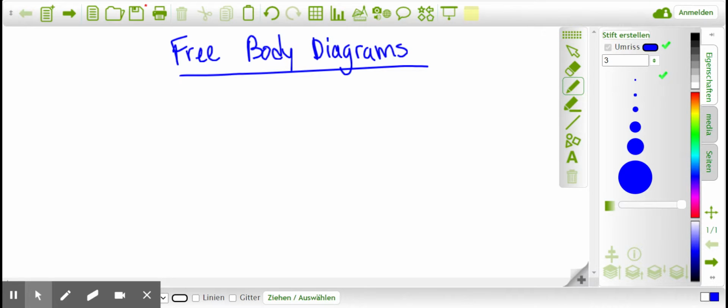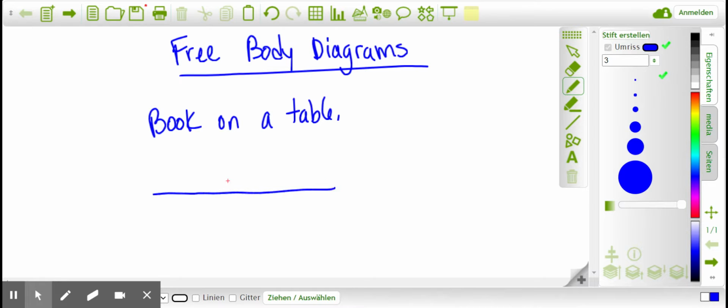So let's take, for instance, that we have a book on a table. So I'm just going to write book on a table. Okay. When we talk about free body diagrams, the first thing we're going to talk about is simply just the forces. So for instance, we have a book on a table. We have our table and we have our book. Okay, so a free body diagram is basically going to illustrate something that we can see visually. So we have our book, we have our table.